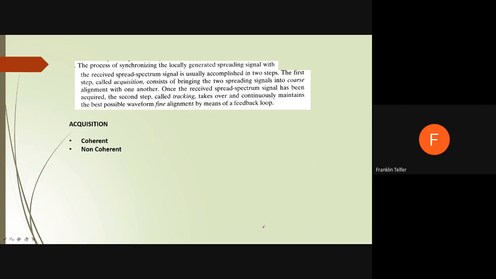It takes place before the carrier synchronization. When the carrier gets synchronized, at the final stage, the despreading is being done. So therefore, the carrier phase is unknown at this point. Carrier phase is unknown at this point, and most of the acquisition is non-coherent detection.